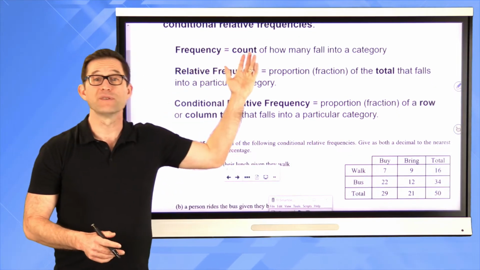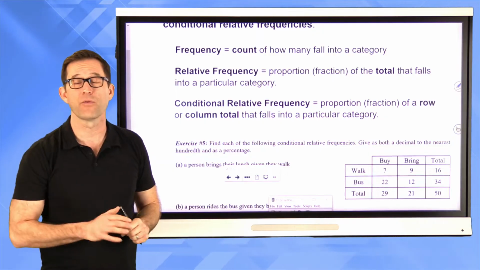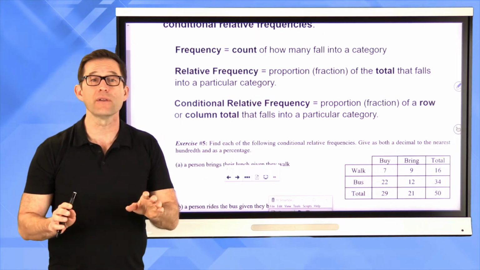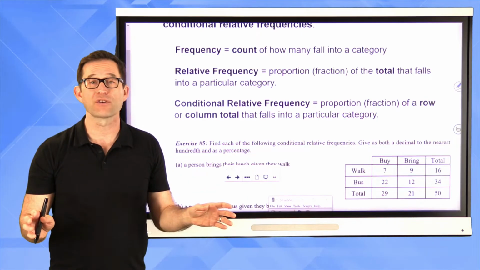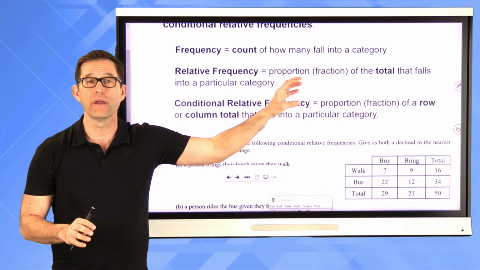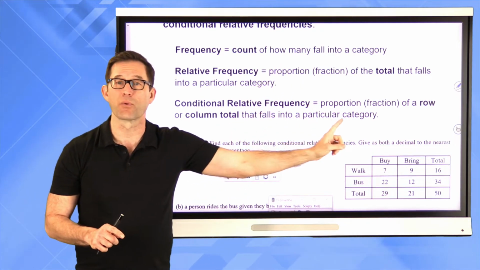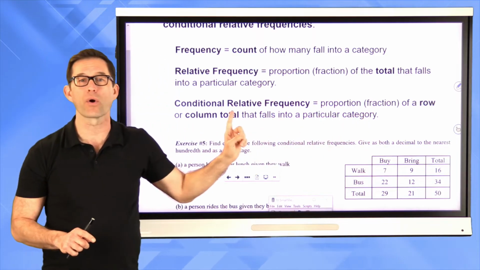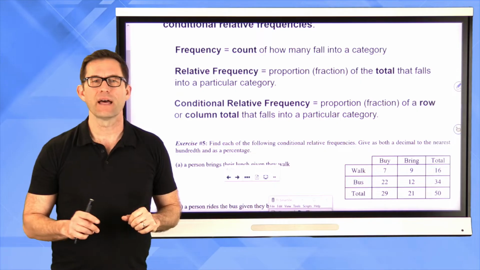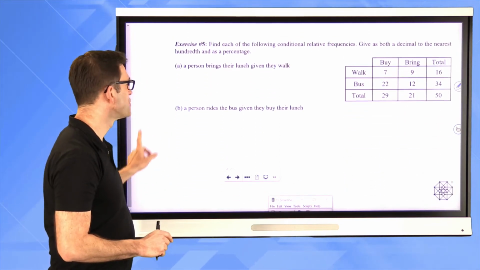We've got a frequency, which is just a count. 5 people fell in this category, 10 people fell in that category. A relative frequency, which is literally the overall fraction or percent or proportion of this category that occurred. And then a conditional relative frequency, which is the proportion or fraction of a row or column total that falls in a particular category. That probably is a bit confusing. So let's try to get a sense for it in exercise number 5.